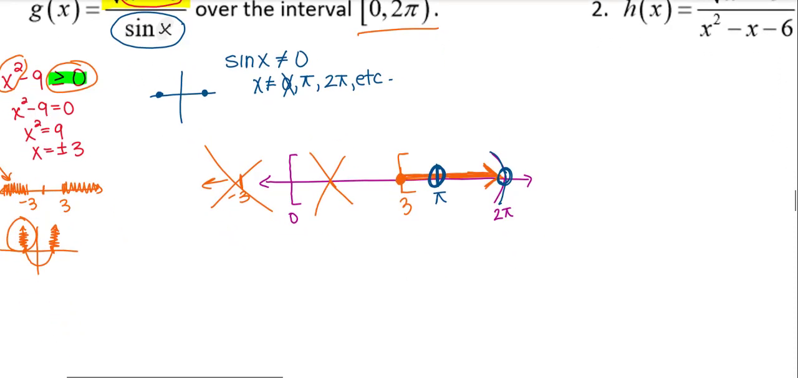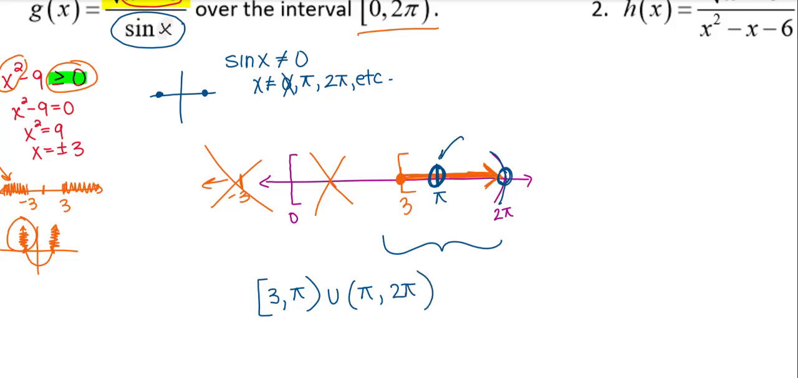Okay, so if I write this answer out now in interval notation, I would say my domain would be from 3 to pi, union with pi to 2 pi. And again, we have to have parentheses around the pi because we cannot include pi. And now let's check this out graphically and see what this looks like.